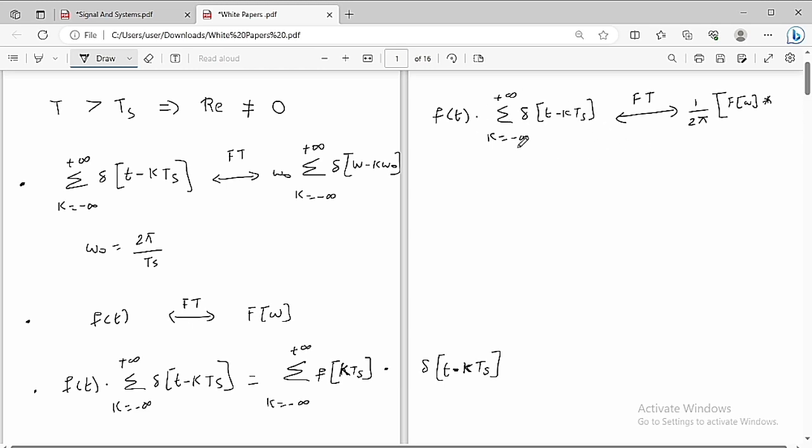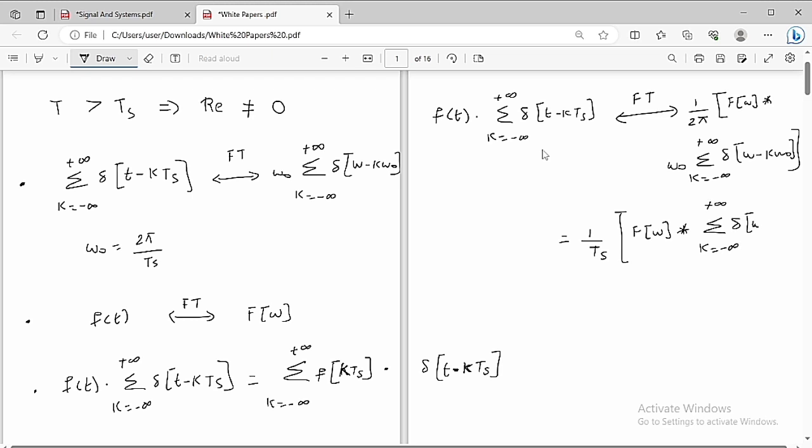What is the Fourier transform of this one? It is omega naught sigma k equal to minus infinity to plus infinity delta of omega minus k omega naught. Here omega naught is 2 pi by Ts, so the 2 pi cancels. Finally, we are going to get 1 by Ts, which will come outside. Inside it will be f of omega convolved with sigma k equal to minus infinity to plus infinity delta of omega minus k omega naught.